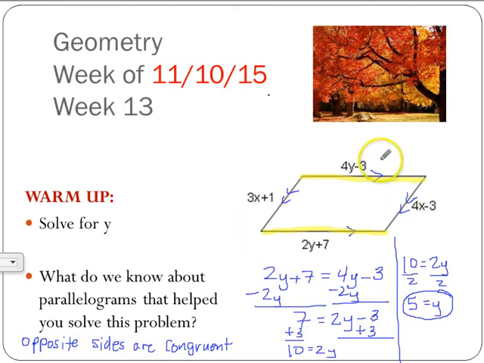So when we plug in 5 for y, we should get the same number on both sides. So 5 times 4 is 20. 20 minus 3 is 17. So the side opposite should also be 17. 2 times 5 is 10. 10 plus 7 is 17. So we know we did that right.